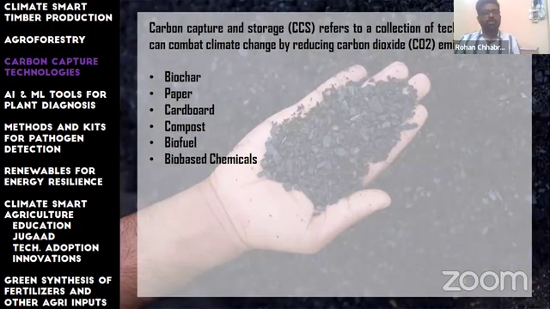Then, carbon capture technologies. Carbon capture and storage refers to a collection of technologies that can combat climate change by reducing CO2 emissions or greenhouse gas emissions. So, there basically agriculture waste could be used to create value added products. At the same time, it will also ensure that the carbon is captured and does not escape into the environment. So basically, biochar, paper, cardboard, compost, biofuel, bio-based chemicals, bio-based wood substitutes could be a way of capturing carbon and storing carbon.